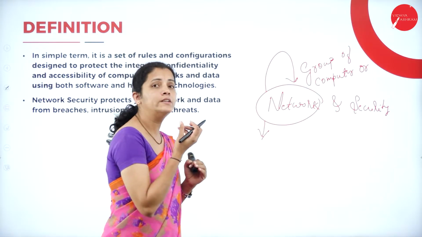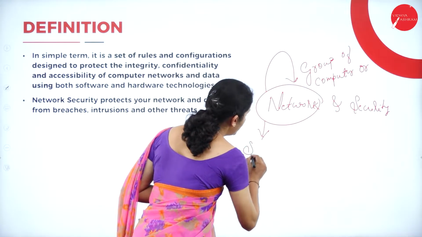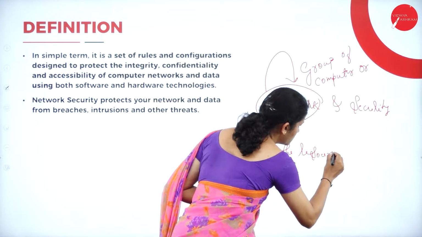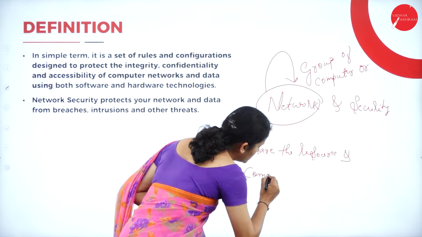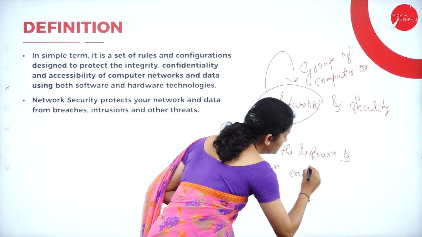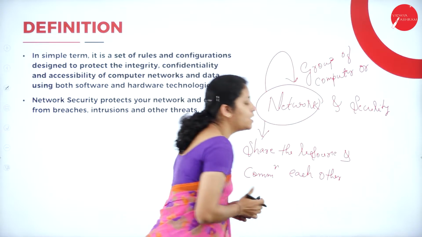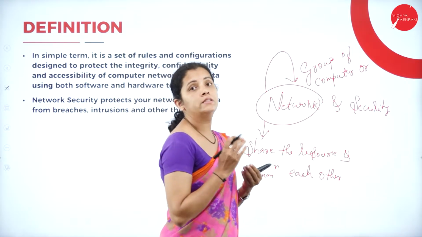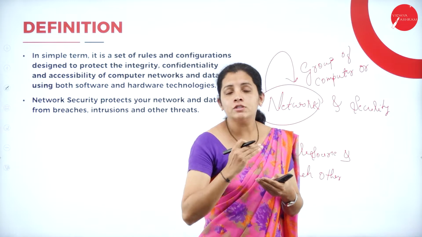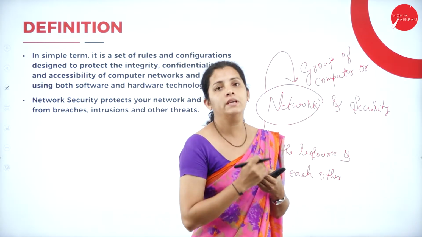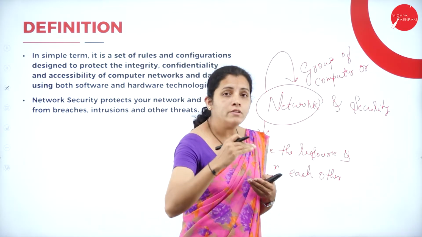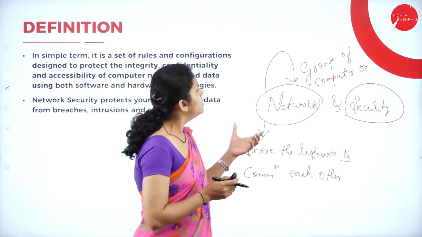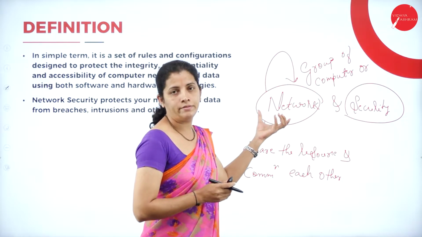That means here all the devices are interconnected to share resources and communicate with each other. Now we got the meaning for network. Now what is security? Here security is nothing but the precautions taken to prevent from others, or protecting ourselves from others. That is itself called security. Now together it forms network security.